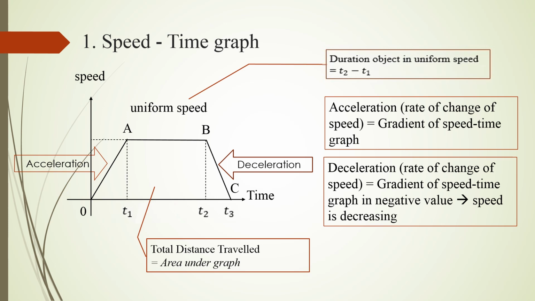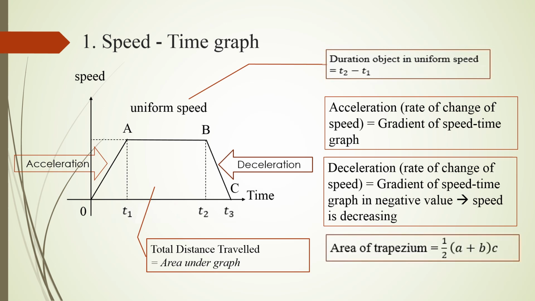Total distance traveled equals the area under the graph. So normally we will use the trapezium formula to find the area under the graph.